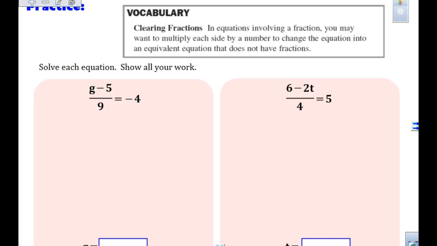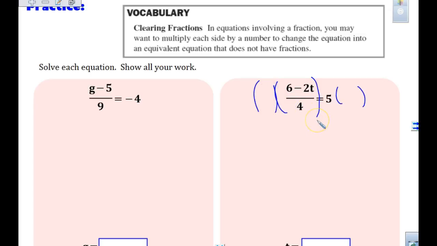We're going to do one of them. We're going to do the second one, clearing the fractions, because we did this in our homework yesterday. So we're going to clear the fraction. What do I need to multiply on both sides so that I no longer have a fraction, Brett?